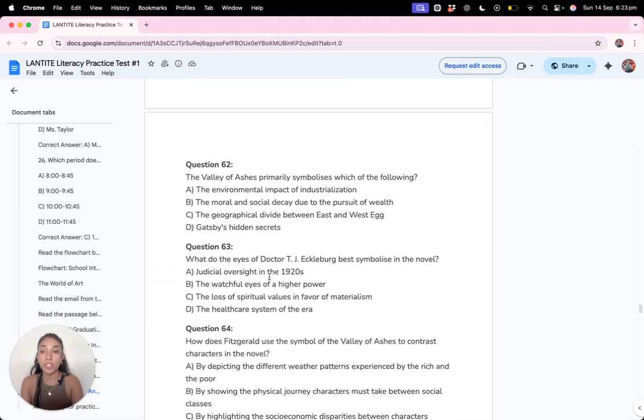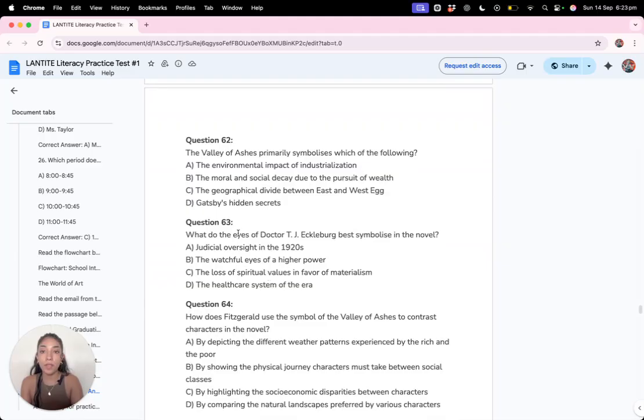Now we've got question 62. The Valley of Ashes primarily symbolizes which of the following? So A, the environmental impact of industrialization. B, the moral and social decay due to the pursuit of wealth. C, the geographical divide between East and West Egg. And D, Gatsby's hidden secrets.